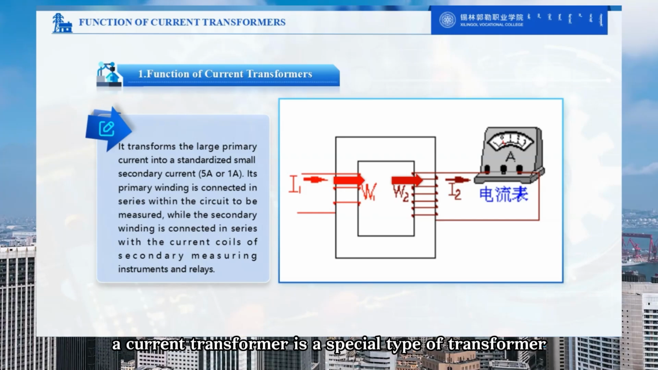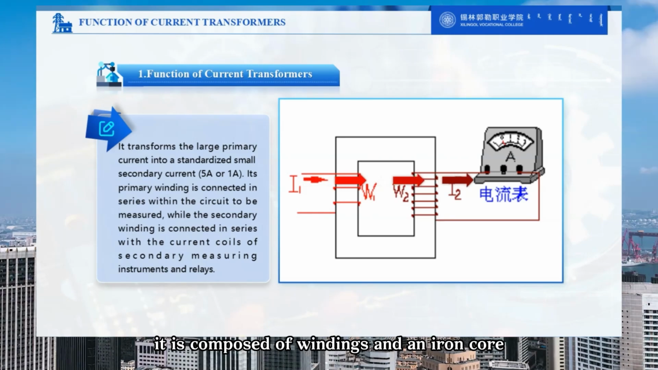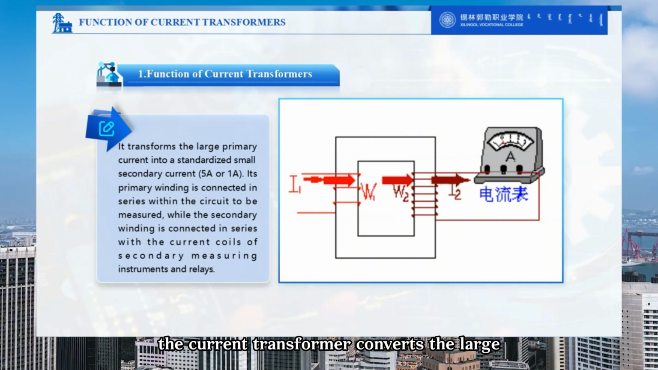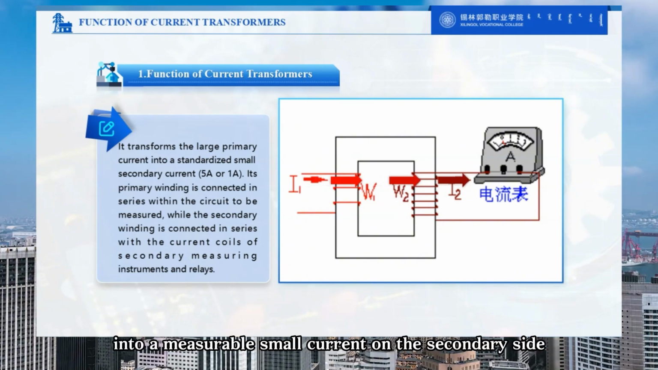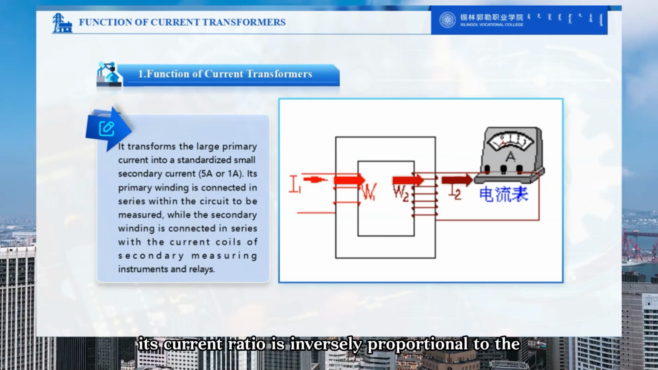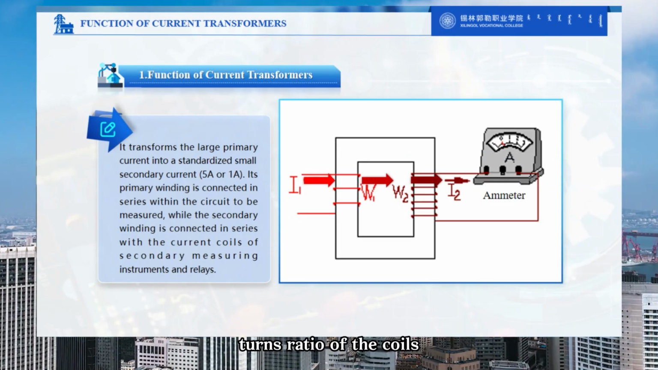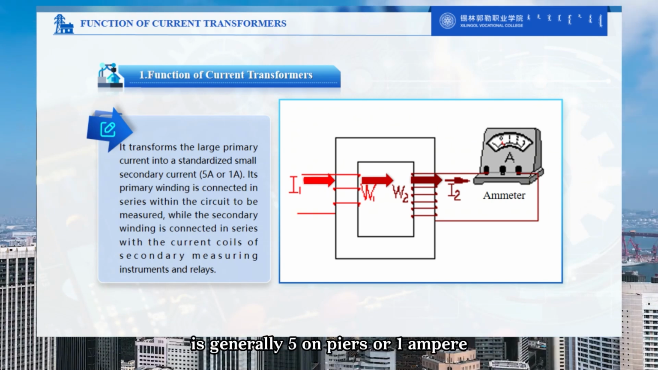A current transformer is a special type of transformer. It is composed of windings and an iron core. The current transformer converts the large primary current through the transformation ratio into a measurable small current on the secondary side. Its current ratio is inversely proportional to the turns ratio of the coils. The secondary current after transformation is generally 5 amperes or 1 ampere.